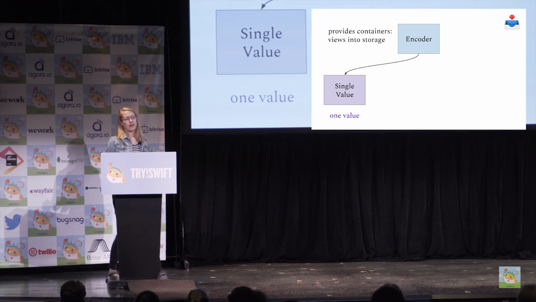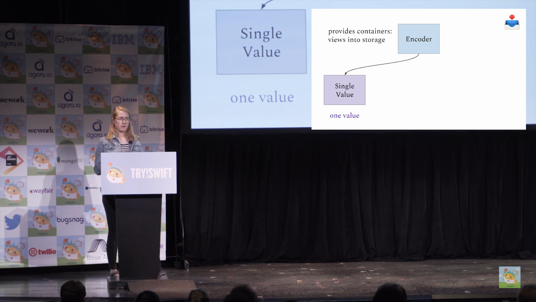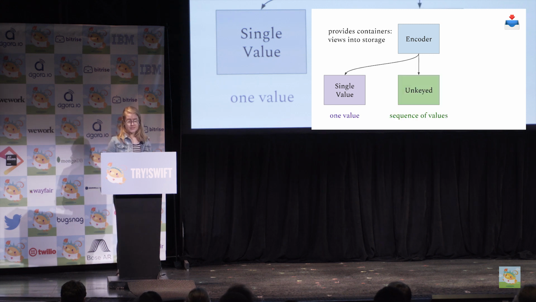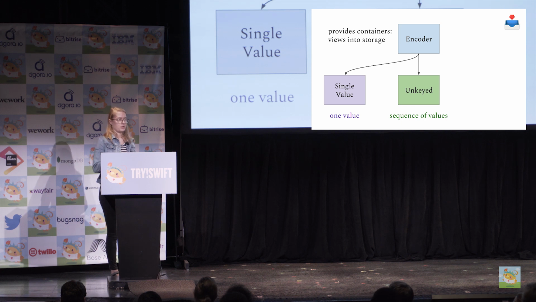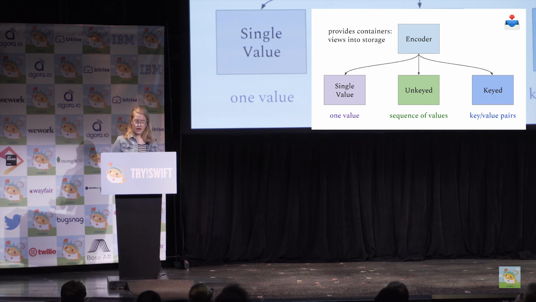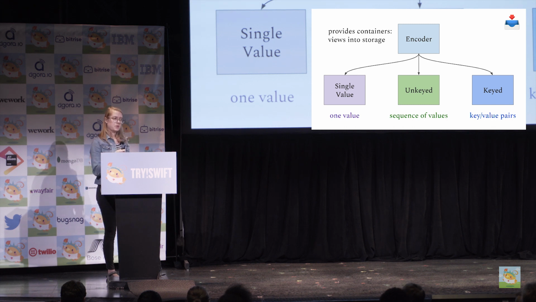And the first is a single value container, which is meant for encoding some type that can be represented by just a single value, like maybe a string. The next is an unkeyed container, which is meant for encoding a sequence of values. So it's sort of like an array. And the last is a keyed container, which is meant for encoding key-value pairs, kind of like a dictionary.